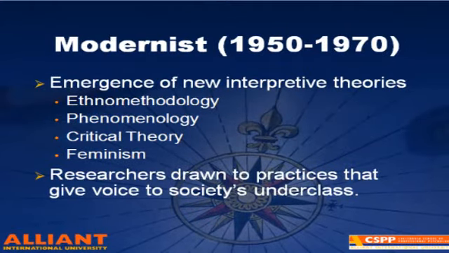Okay. All right, so from 1950 to 1970, there was an emergence of new interpretive theories: ethnomethodology, phenomenology, critical theory, and feminism. When you think about 1950 to 1970, what was going on in the United States was the feminist movement taking hold, lots of social activism, the civil rights movement, and all of that bled into the development of many qualitative researchers.